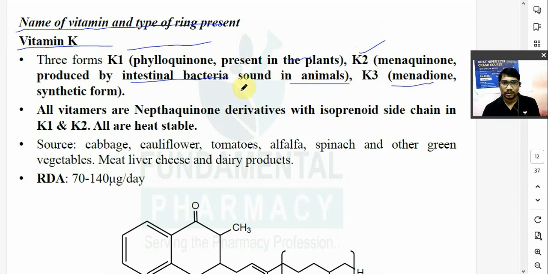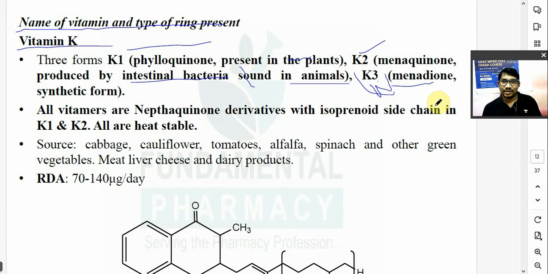Now all are the vitamins. Okay, all vitamins, that is phylloquinone, menaquinone, and this K1, K2, K3, they are the naphthoquinone derivative. यहाँ पे याद रखना है आपको. All they are the naphthoquinone derivative with the isoprenoid side chain. Okay, K1, K2 are having isoprenoid side chain. K3 में नहीं है isoprenoid side chain. There is no isoprenoid side chain in the K3 because K3 is a synthetic one and it is the most water soluble amongst the other vitamins of vitamin K. All are the heat stable vitamins.